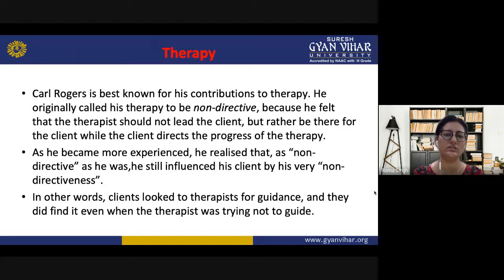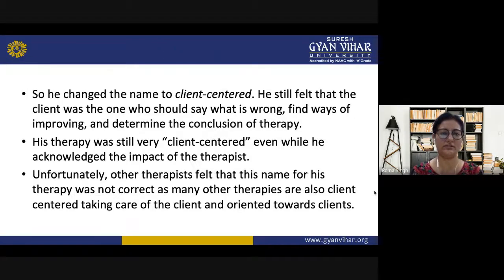Carl Rogers is best known for his contributions to therapy. He originally called his therapy non-directive because he felt that the therapist should not lead the client, but rather be there for the client while the client directs the progress of the therapy. As he became more experienced, he realized that as non-directive as he was, he still influenced his client by his very non-directiveness. Here the client will be guided on their own, not by the therapist.